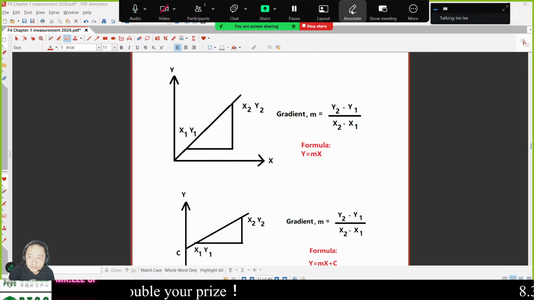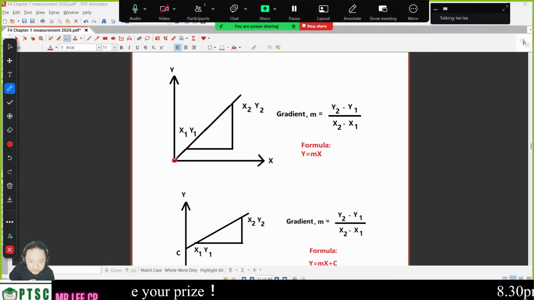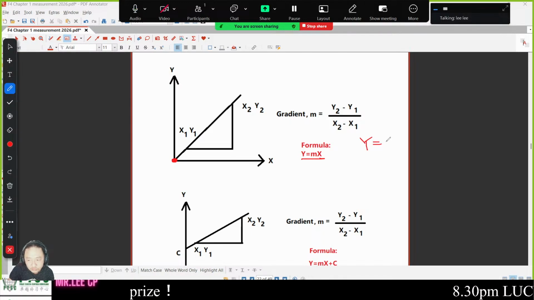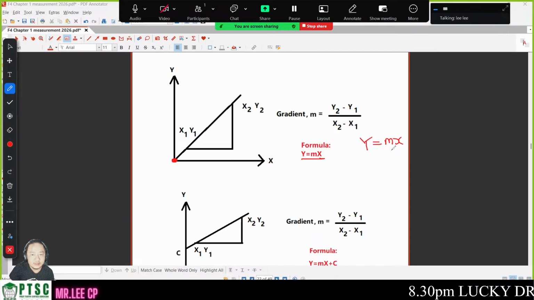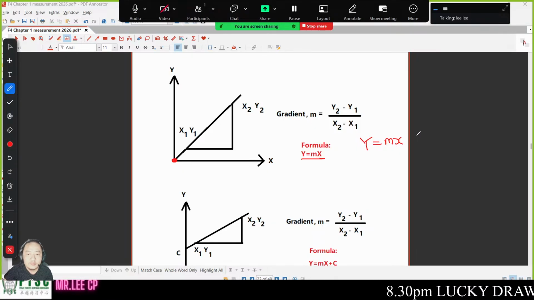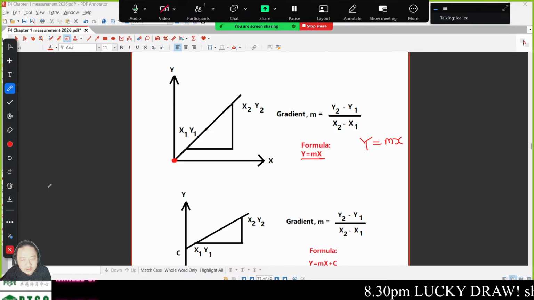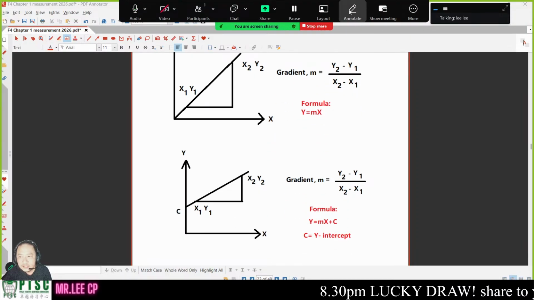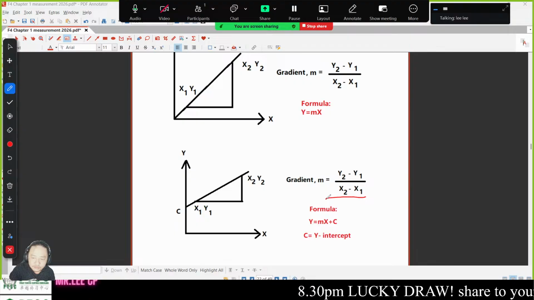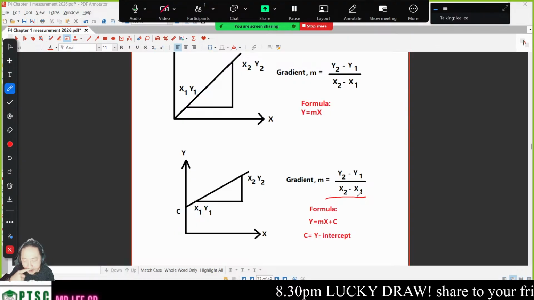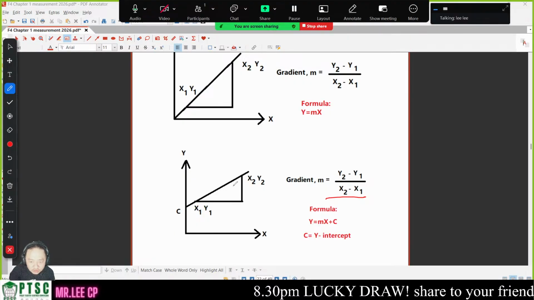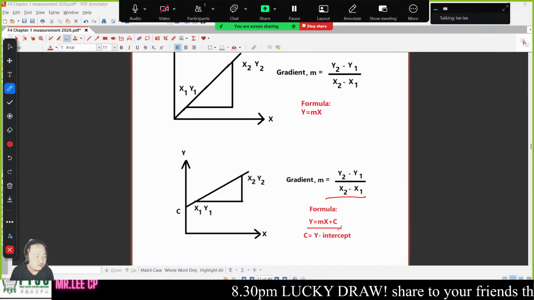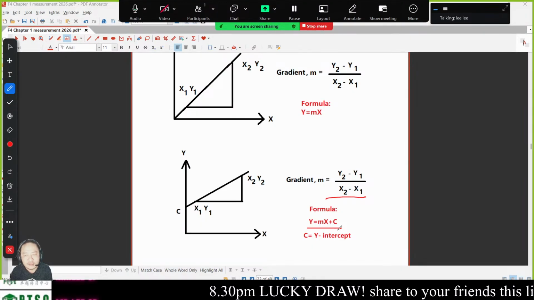So this one, because it is directly proportional, it goes through 0. So the formula is y equals mx, mx only, no plus c. But if the graph does not go through 0 like this, the gradient I taught you already is the same. Now if it does not go through 0, the graph formula is y equals mx plus c.